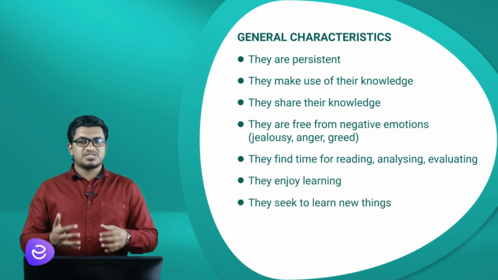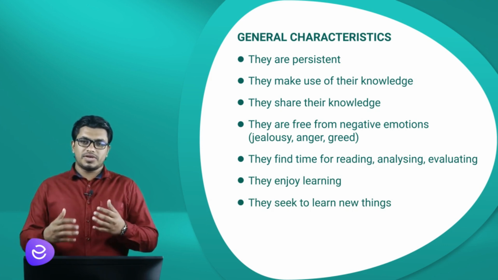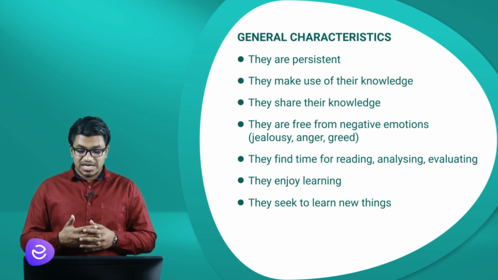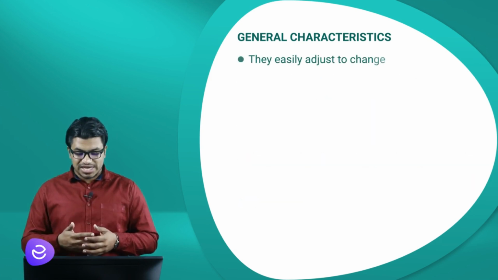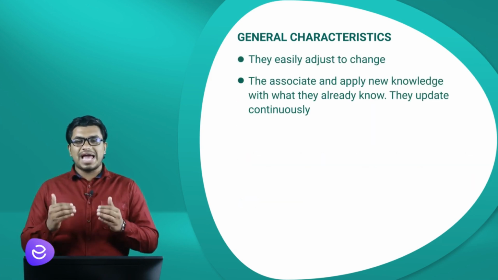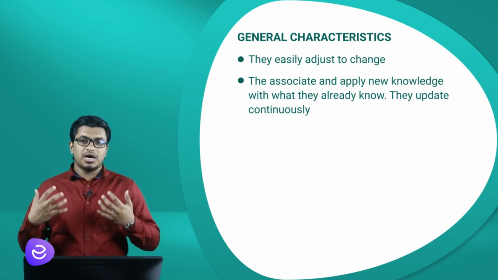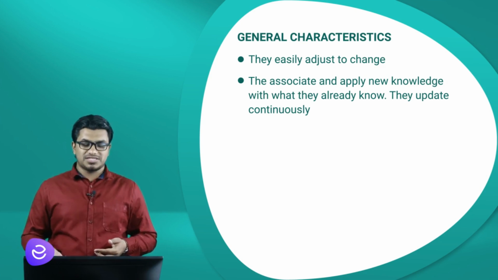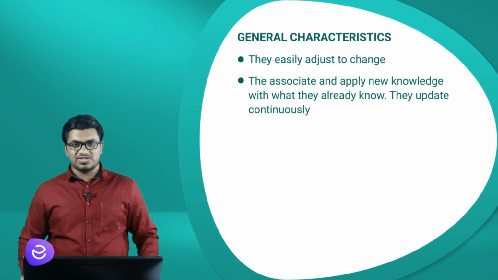They should seek to learn new things. When they learn something, it's not that it's over. No, they should seek to learn new things. They should have the interest to learn new things. They should easily adjust to change, and they should associate and apply the knowledge in their daily application. They should apply this knowledge and they should update continuously. So these are some general characteristics of a learner.